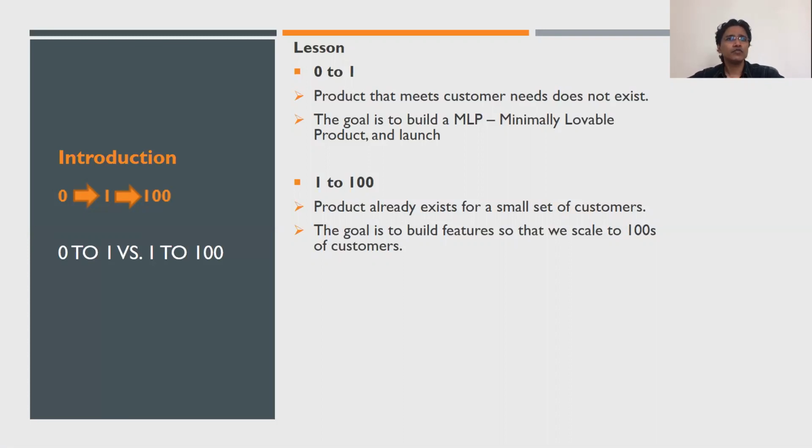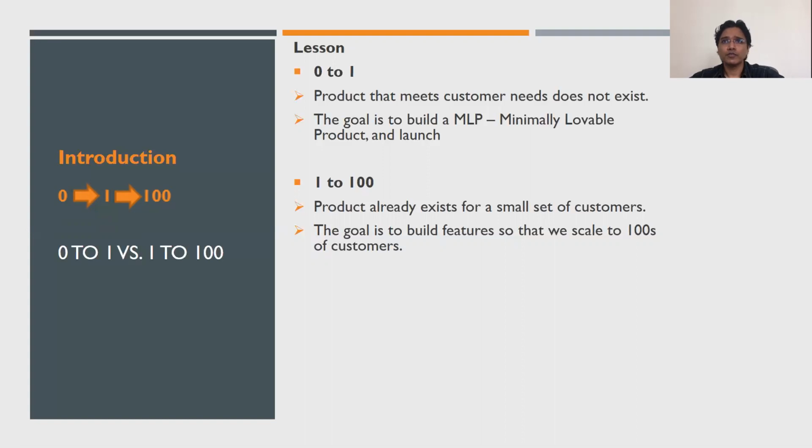So let's talk about the zero to one product. It's usually a product which currently meets the customer needs that does not exist. So it is possible that in your company, your role, your customer has some needs, and maybe there are some off-shelf products, but they are not fulfilling the desires or the needs of the customers. So the goal of such product is really to build MLP.